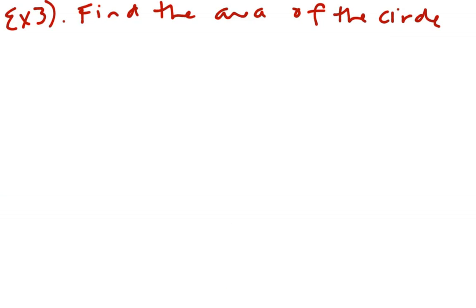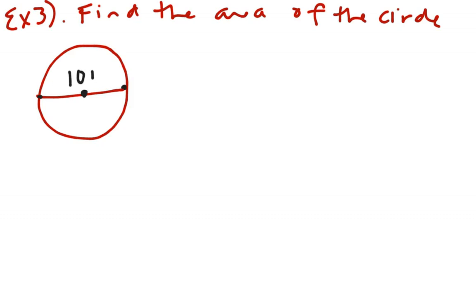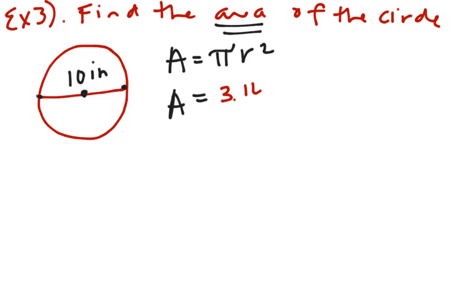Okay, example 3. Example 3 asks you to find the area of a circle, and we're given a circle, and we're given the diameter. We can tell it's the diameter because it goes through the center, and it touches both sides. And they tell us that's 10 inches, and so they ask us to find the area. And area of a circle is area equals pi r squared. So I'm going to fill in the area I don't know, so that's the part that's going to stay a variable, a. Pi is a number, so I'm going to change that to 3.14.